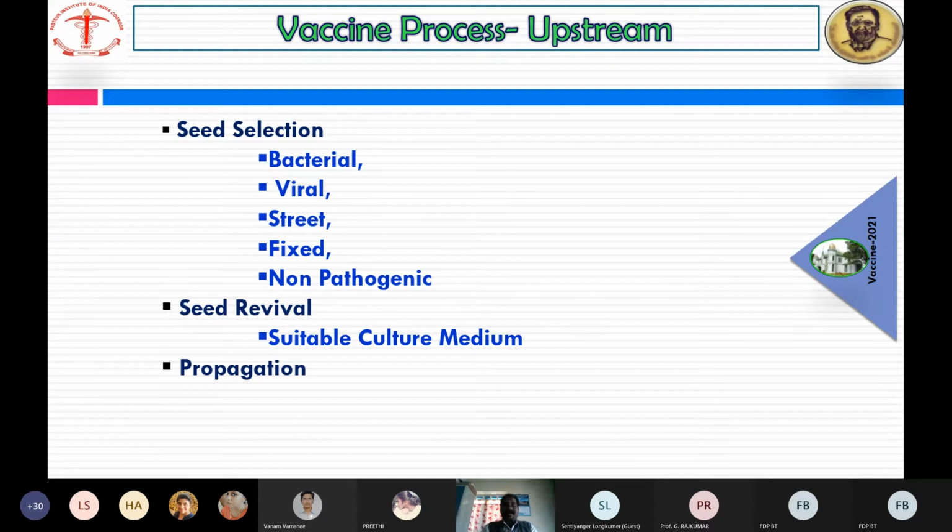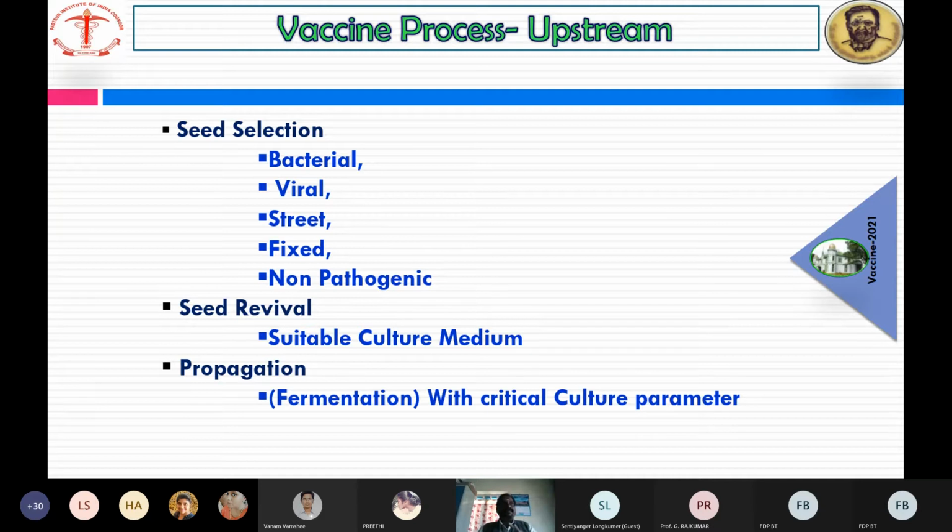So, propagation of the virus. The virus goes through fermentation with critical culture parameters. Why do I say criticality? Criticality means I'm going for a 100 liter fermenter. I put in a suitable culture medium, and along with that the fixed virus strain, which is a fully characterized strain. Then I wait for 48 hours.